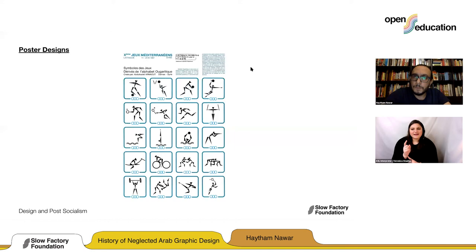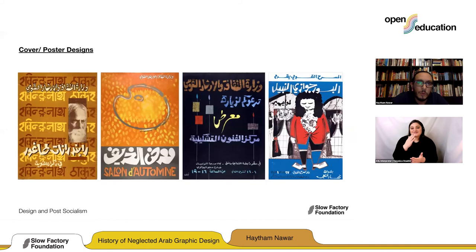Some of his lettering style, which everybody knows in Syria, that's the style of Abdel Qadir Arnaout, designs mostly for culture, art exhibitions, and museums.